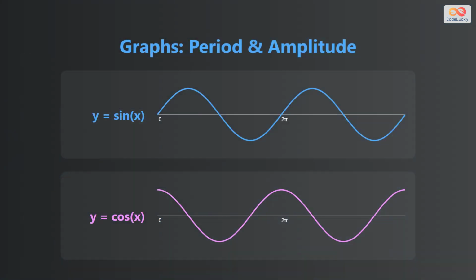Visualizing the graphs of sine and cosine helps with questions about range, amplitude, and period. Notice that the sine wave starts at 0, goes up to 1, and returns. The cosine wave starts at 1, goes down to -1, and returns. Understanding these shapes helps you predict the behavior of functions without needing a calculator.